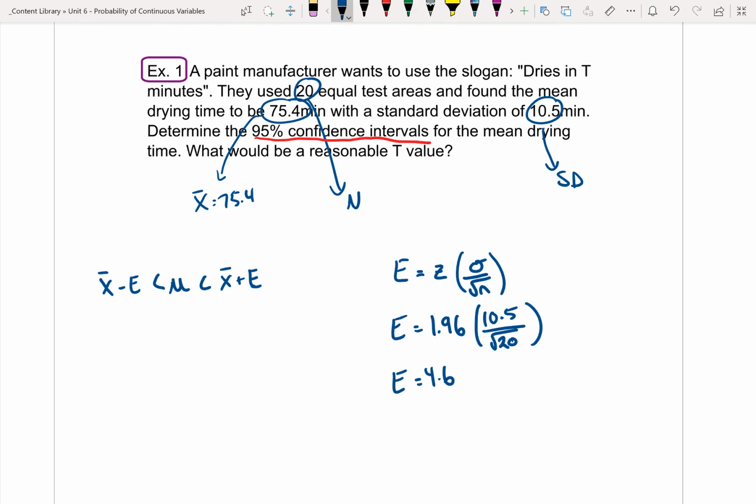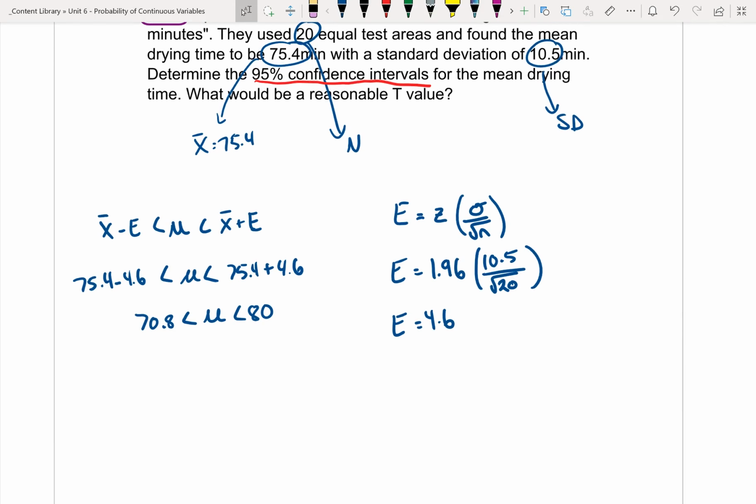So x bar was the mean, so 75.4 minus 4.6, my margin of error, and then 75.4 plus the margin of error, or plus 4.6, and I get 70.8 and 80. So what does this all mean?